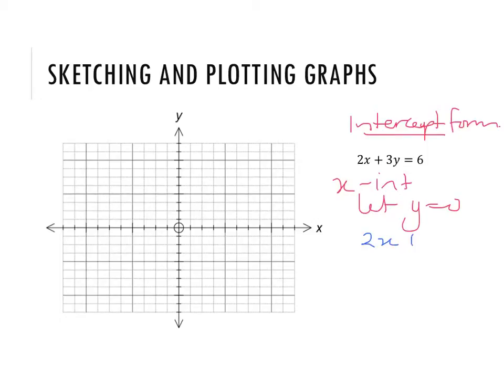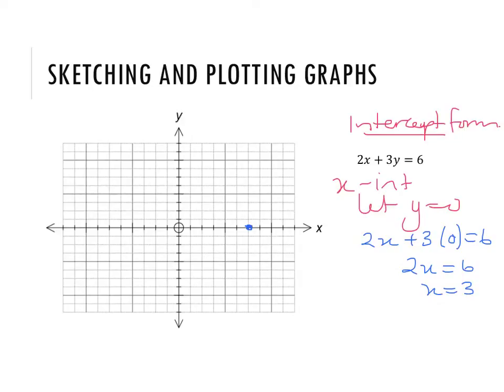So in this case, we would have 2x plus 3 times 0 equals 6, or 2x equals 6, so x equals 3. So we can put our x-intercept at 3. So let's make that 3 just there.